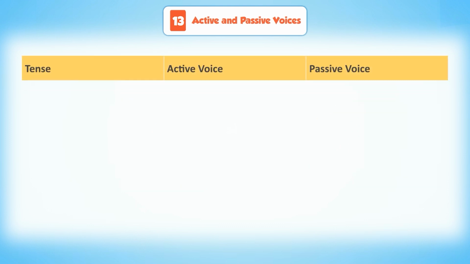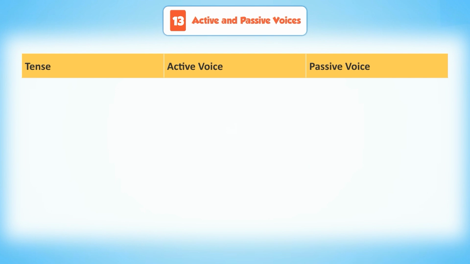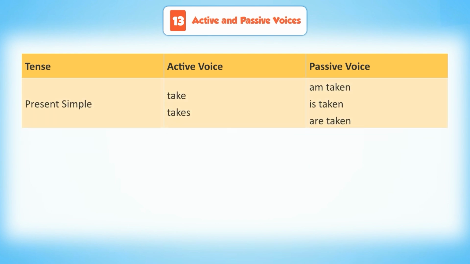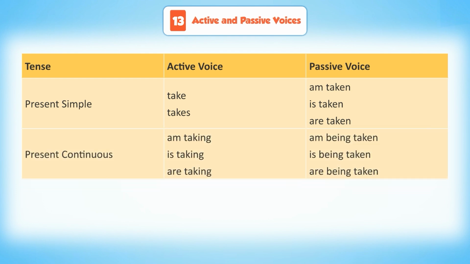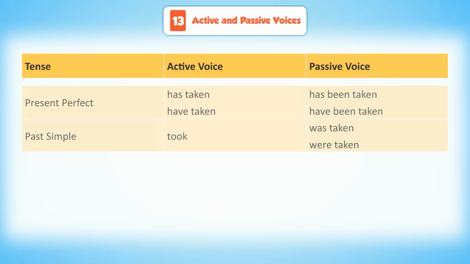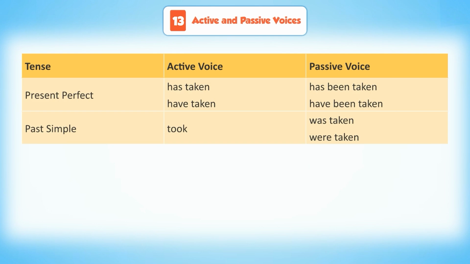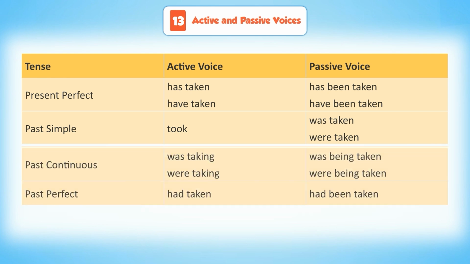Study the table. Tense, active voice, passive voice. Present simple: take, takes; am taken, is taken, are taken. Present continuous: am taking, is taking, are taking; am being taken, is being taken, are being taken. Present perfect: has taken, have taken; has been taken, have been taken. Past simple: took; was taken, were taken.